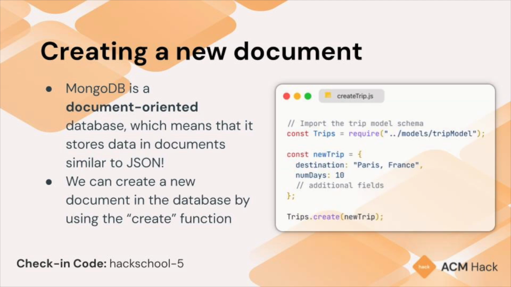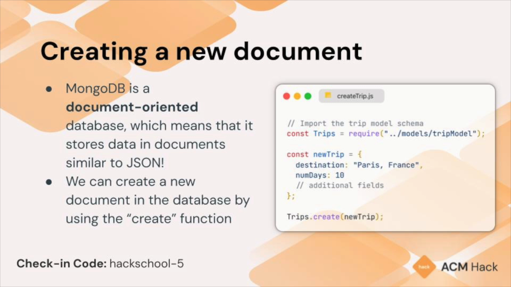So first, I'll just be going over create. As mentioned before, MongoDB is a document-oriented database, so we're able to store data in documents that are very similar to JSON, with the little brackets and the key-value notation. And here is a code example for how you can create a new document in your database.